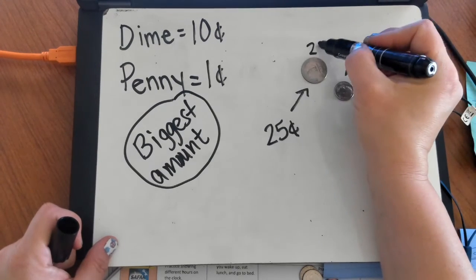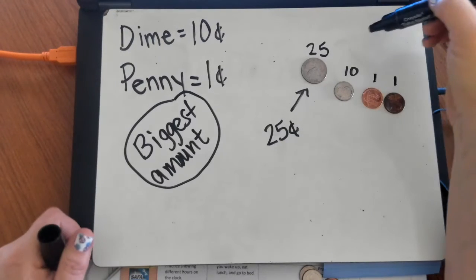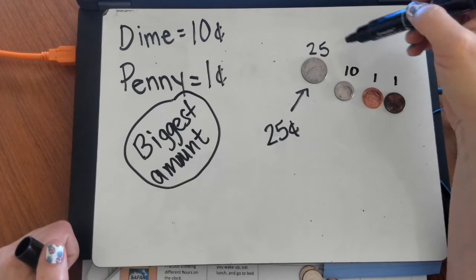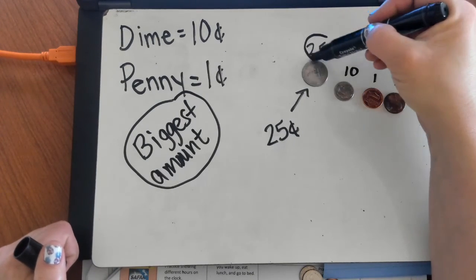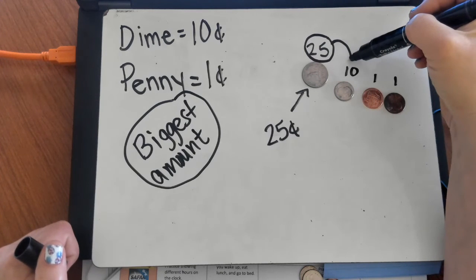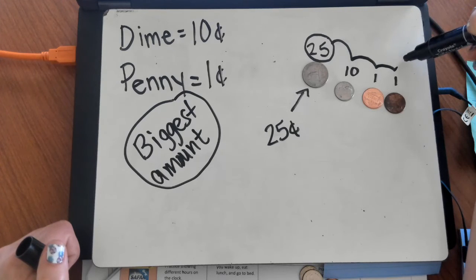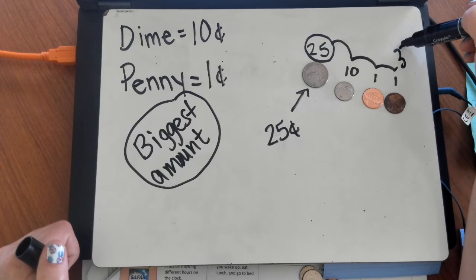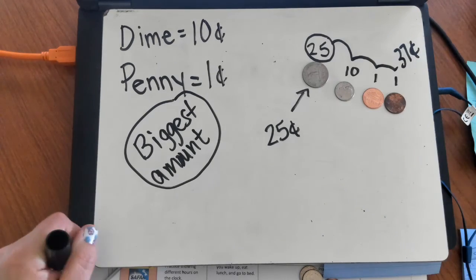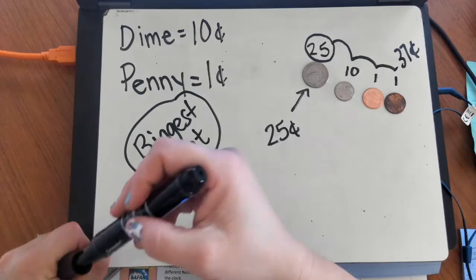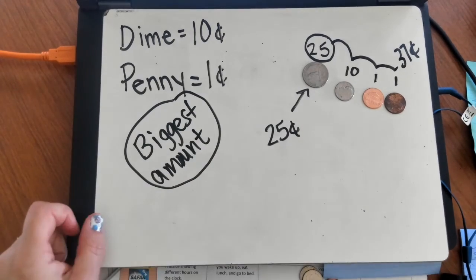So if I start at 25, this is where we have to skip count by tens. So I go 25, 35, and then I count by ones. 36, 37. So right here, I have 37 cents. That probably won't buy me very much. But it's fun to count and move around.